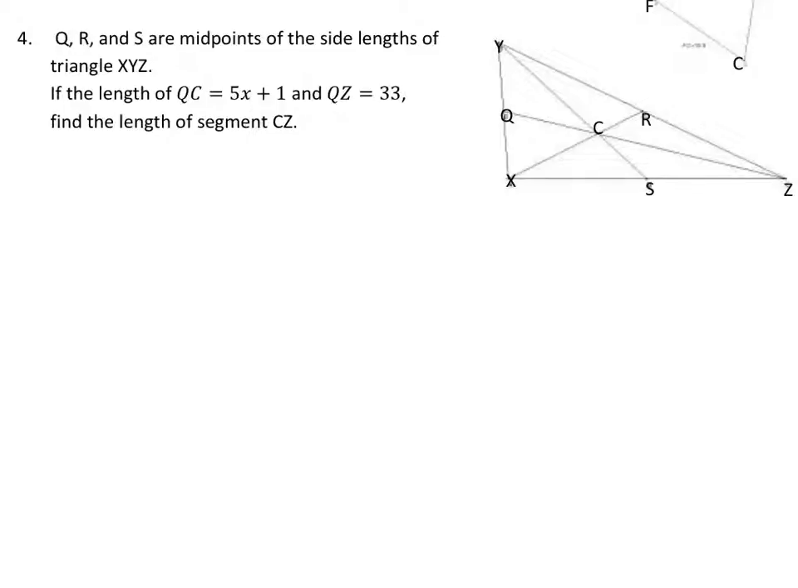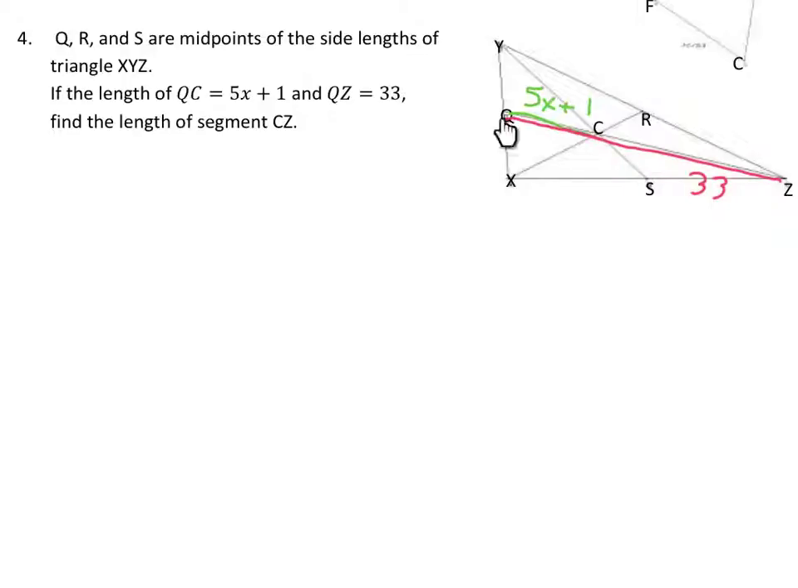Number 4, Q, R, and S are midpoints of the side lengths of triangle X, Y, and Z. If the length of QC is 5x plus 1 and QZ equals 33, find the length of segment CZ. Alright, well QC is right here, and that's our 5x plus 1. And then QZ all the way across is 33. So since these are medians of the triangle, each one's a median, so this is a median. This is the centroid, since that's where all the medians are intersecting.